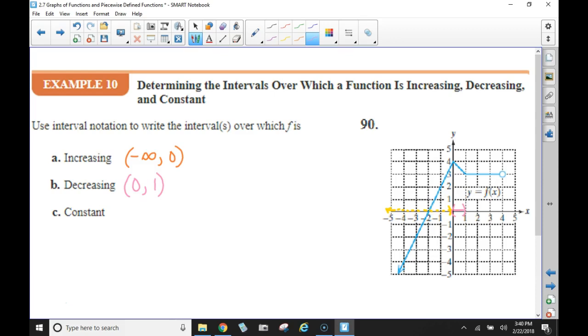And then you see that the function is kind of just straight across right along here, okay? So we'll say that the function is constant from 1 to 4 in that interval. And because of the open circle, I'm going to put a parenthesis at the 4. If that would have been a closed circle, I would have probably bracketed that 4. So anyway, it's going to be constant on the interval for x in its domain from 1 to 4.